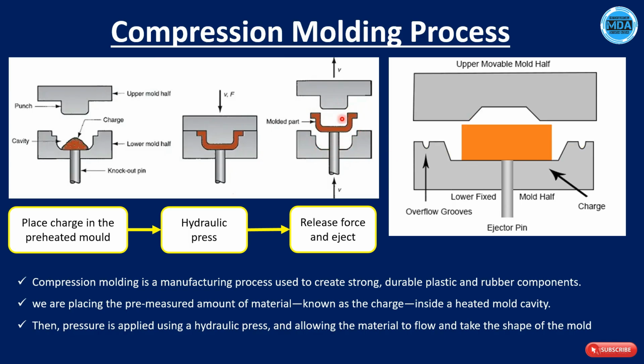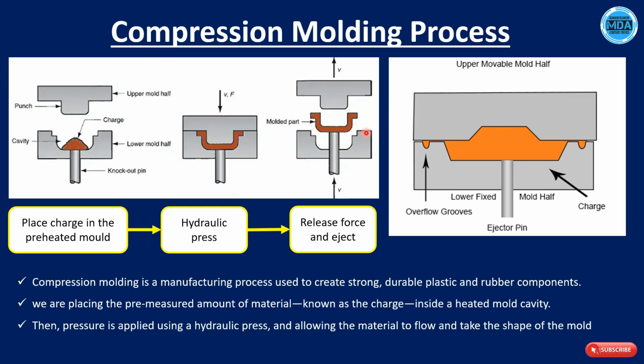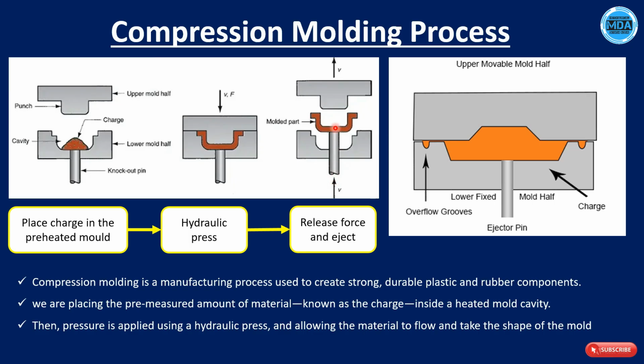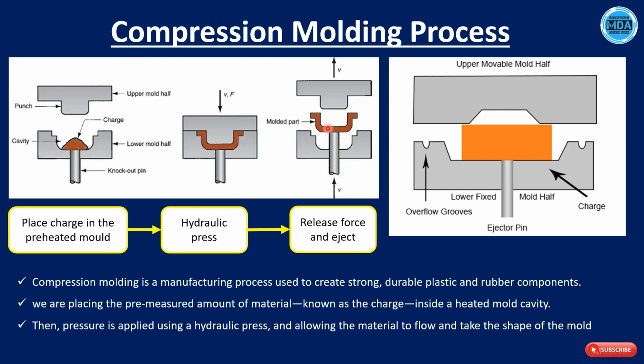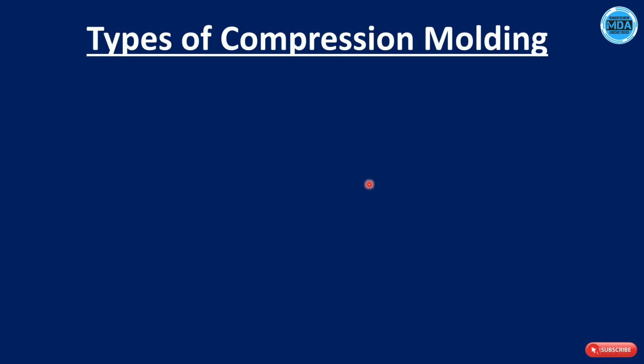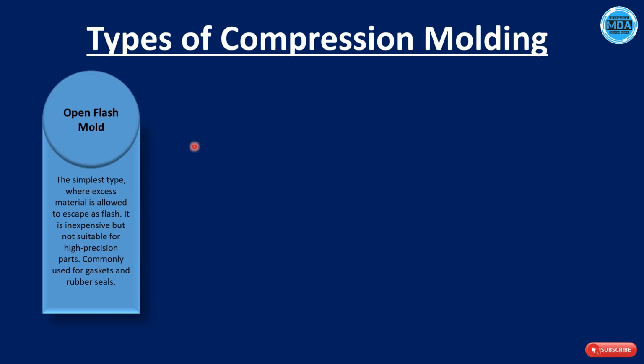The material will flow in the cavity and take the shape of the mold, and after that we will release the force, and with the help of the ejector pin we take the part from the mold. So this is a very quick process, and the working principle is very simple. Now let's understand the different types of compression molding.